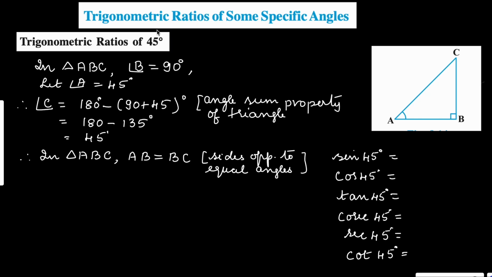Hello students, today we are going to learn trigonometric ratios of some specific angles. We'll start with the trigonometric ratios of 45 degrees. Now here consider one triangle ABC. In that, angle B is equal to 90 degrees.